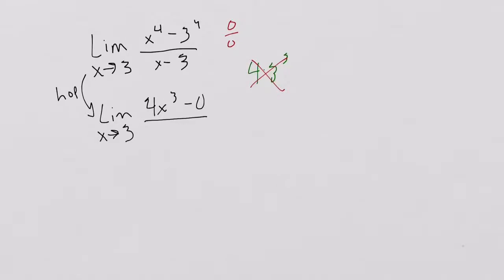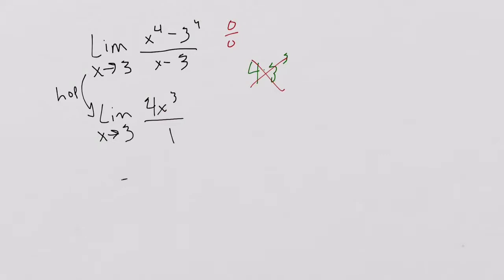And then in the bottom, I derive the x. That gives me a 1. And then this guy, the 3, derives away to 0. So now what I can do is check what I have here. Notice I have 4x cubed, and then this thing is just not here, so just write it like that. Now, when I look at this thing, I recognize that I can plug in 3 for x and not get a problem.